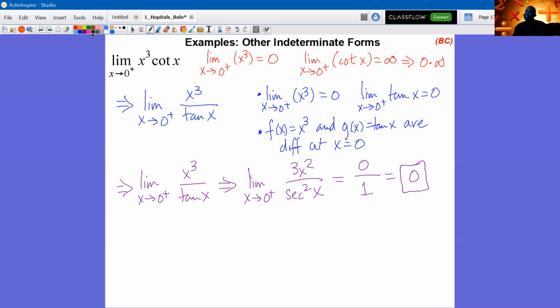So for this, to get credit for the process, you need to show this form here, show some manipulation here, talk about differentiability because you are trying to use L'Hopital's rule, show your indeterminate form again, and then use L'Hopital's rule correctly. So remember, you can only use L'Hopital's rule when you have 0 over 0 or infinity over infinity. Next.